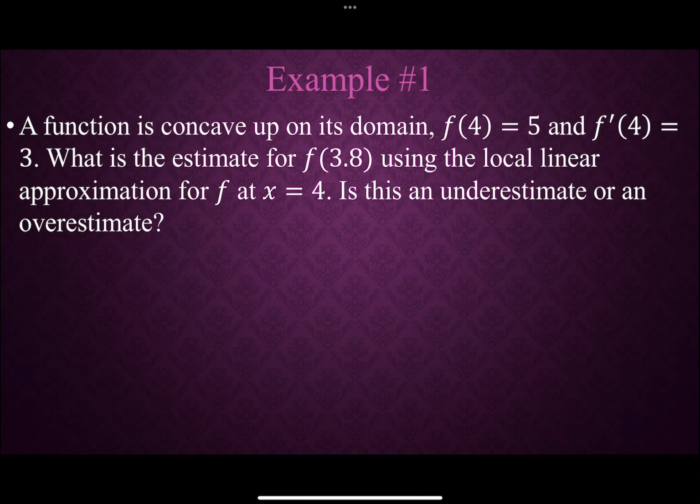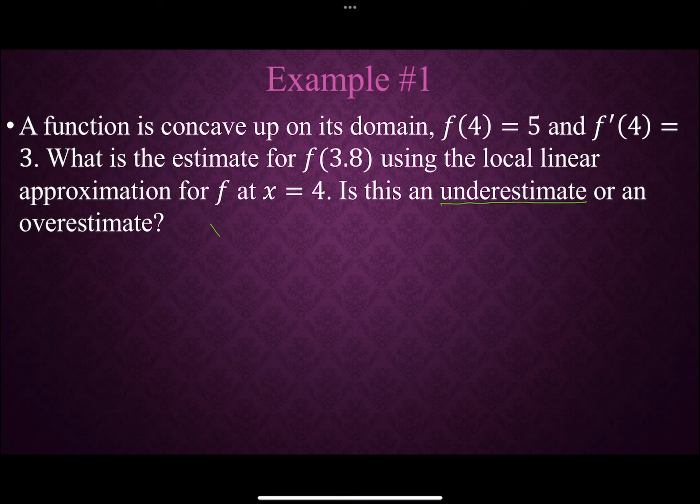Okay, so if you look at this first example, they tell us the function is concave up on its domain. So this tells us that since it's concave up, we know it's automatically going to be an underestimate, 100%. They give us the value of the function, f of 4 is equal to 5. They give us the value of the derivative at 4, which is equal to 3. And they want to know what is an estimate of f of 3.8. So we use our linear approximation. And they'll tell us, again, using local linear approximation for f at x equals 4.